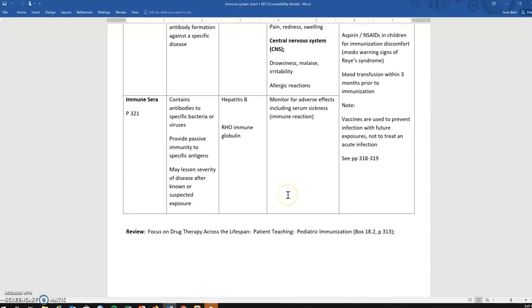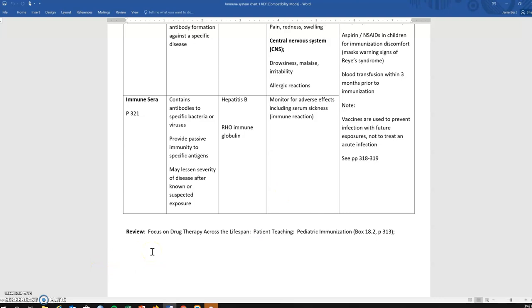Immune sera contains antibodies to specific bacteria or viruses, and examples of these are hepatitis B vaccines and the RhO immune globulin, a medication that's given to women after delivery. You need to monitor for adverse effects including serum sickness, and vaccines are used to prevent infection with future exposures. They are not used to treat an acute infection.